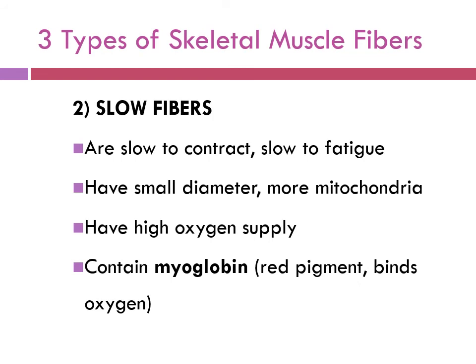Slow fibers are slow to contract, but they're also slow to fatigue. So you're going to last longer when you're utilizing slow fibers. They have a small diameter with more mitochondria, so they have a high oxygen supply, and they contain myoglobin, which is a red pigment similar to hemoglobin in the blood. Myoglobin binds oxygen, which gives them a greater oxygen reserve. They're about half the size of fast fibers.